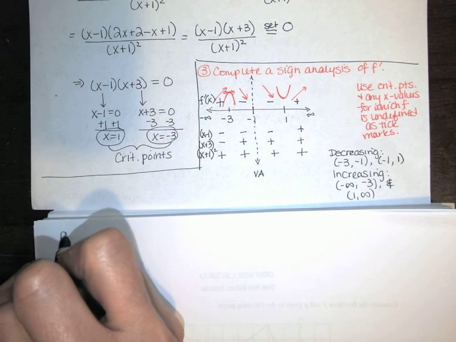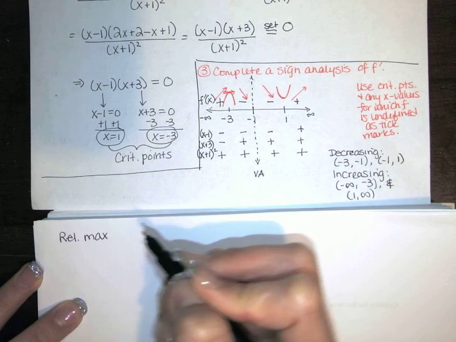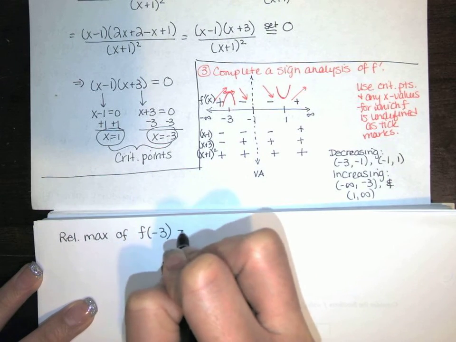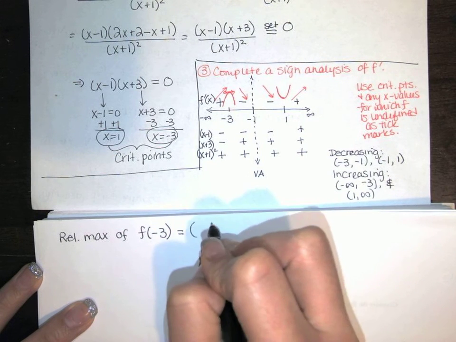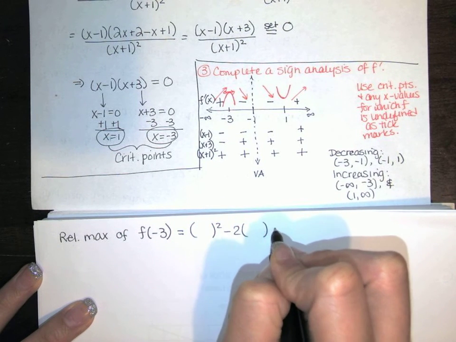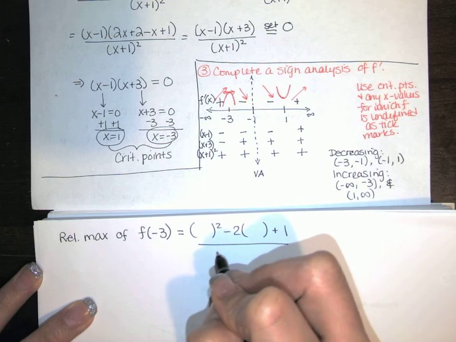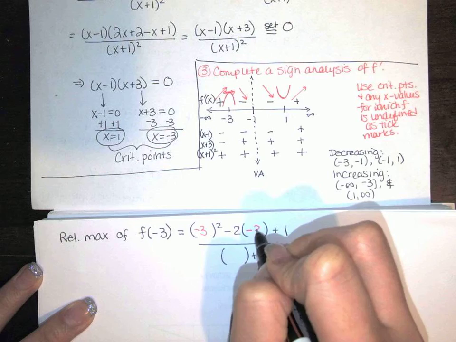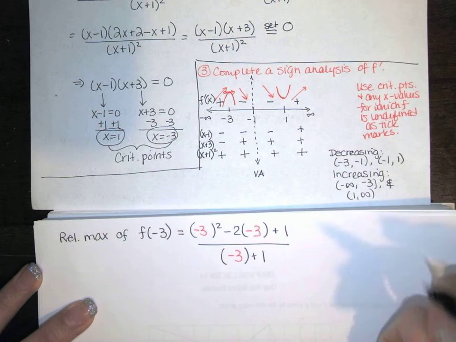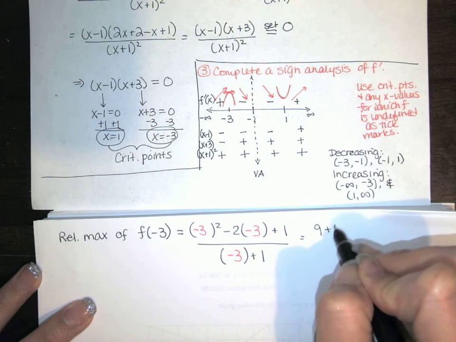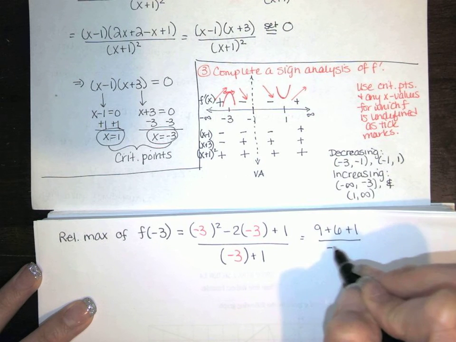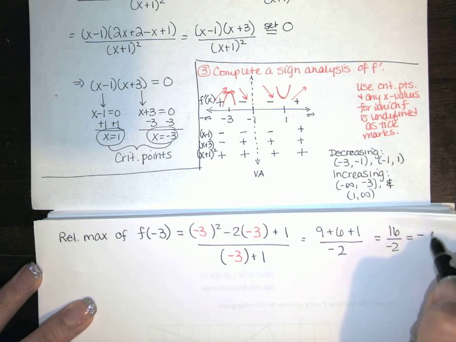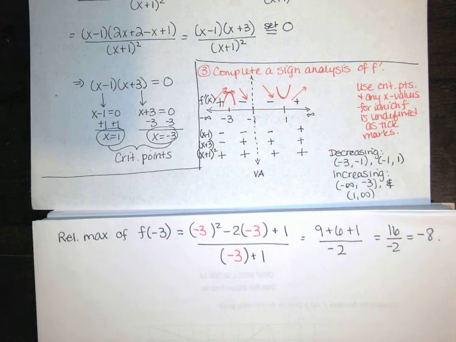Okay, so we have a relative max of f of -3, whatever that happens to be. And our function was (x squared minus 2x plus 1) all over (x plus 1), just using placeholder notation. You don't have to do this if you don't need to. So we get 9 plus 6 plus 1 over -2. So we've got 16 over -2, which is -8. That's our relative max.